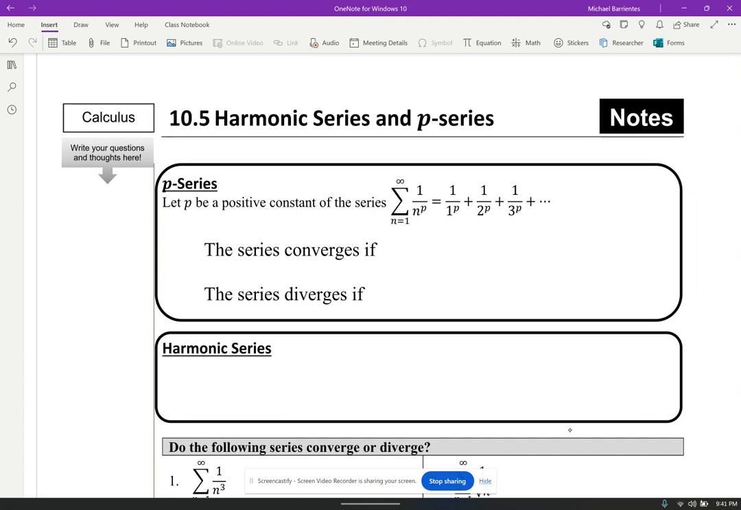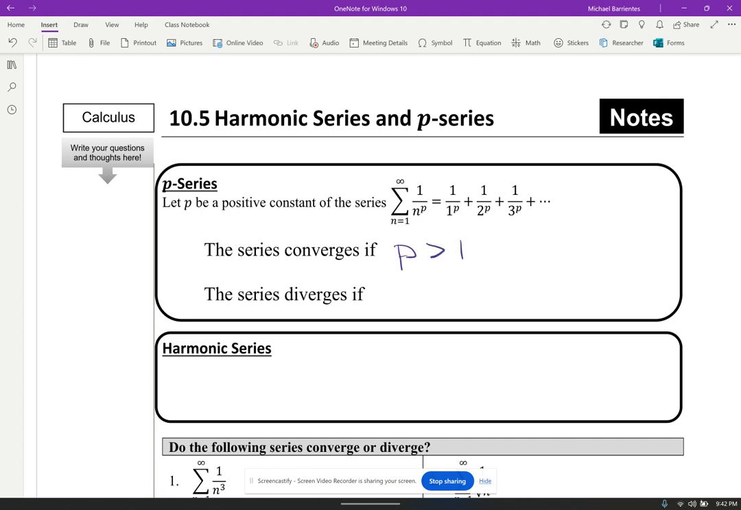So, we know we have a P series if P is a positive constant, and the sigma setup, the series, looks like 1 over n to the p. Now, what does that mean? That means that when I substitute values of n, my terms are going to look like this. So, if I know I have this type of series, which looks kind of like a geometric, we're going to see the difference here in a little bit. But if I have this type of series, which is called a p series, I know the series will converge if p is greater than 1.